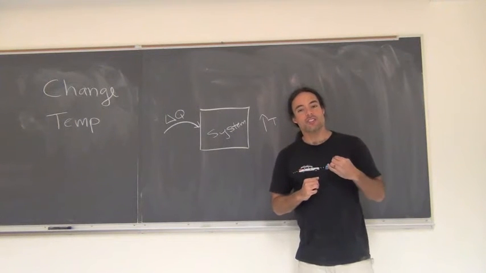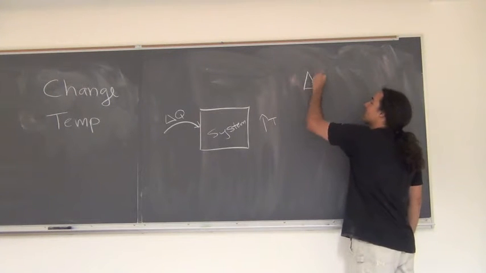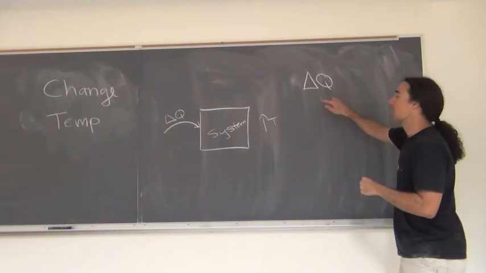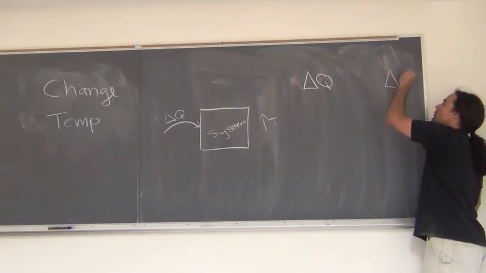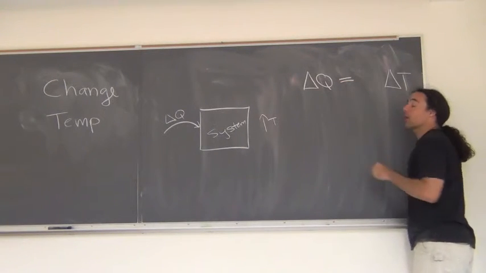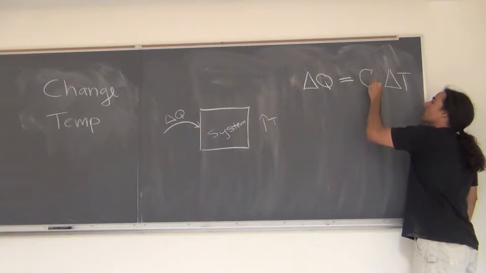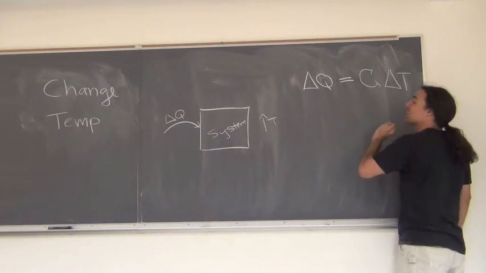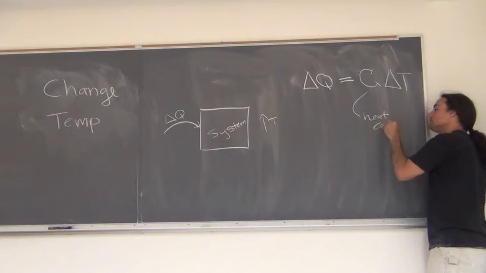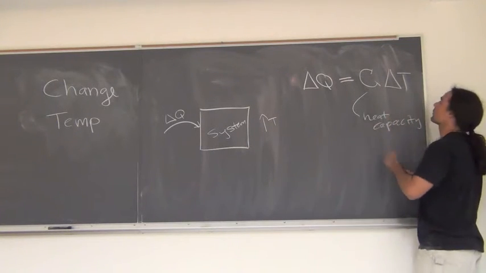Now, how can I express that mathematically? Well, what's certainly true is that if I add heat, we would expect the temperature to increase. So I should get a change in the temperature. My capacity for storing heat tells me how much that temperature is going to change. So we will use the symbol big C. This is going to be our heat capacity. Let's see if that works.